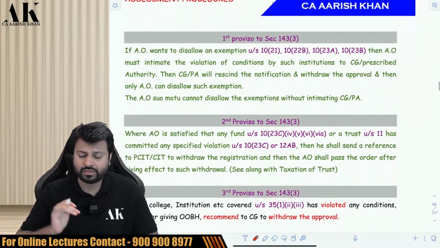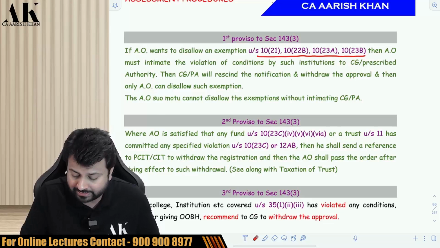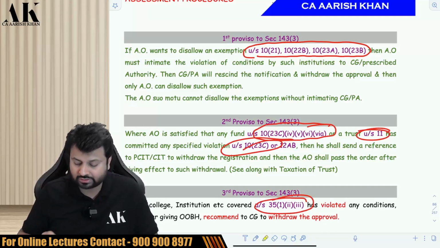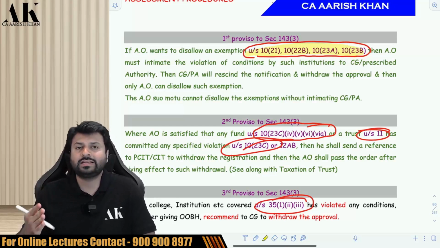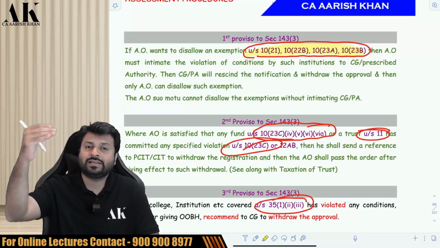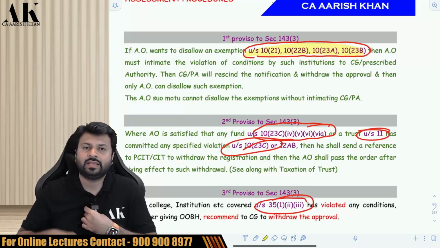Now, there are certain provisos over here which we need to see one by one. There are certain assessees which are covered under these sections. Let's talk about all of them one by one. These are the assessees which are covered under section 10(21). There are 4 assessees whose income is exempt subject to some conditions. But who will check the conditions? The conditions are mentioned in a central government notification. But who will check the conditions? The department says that the AO will check the conditions.